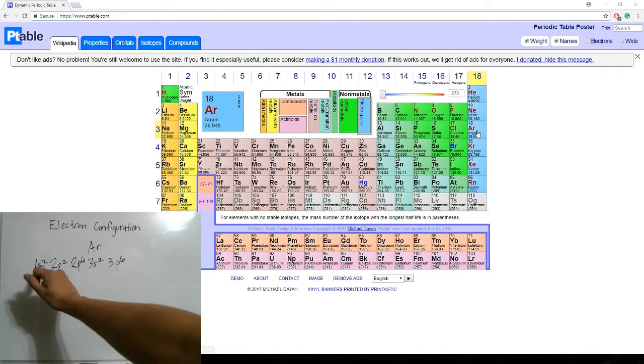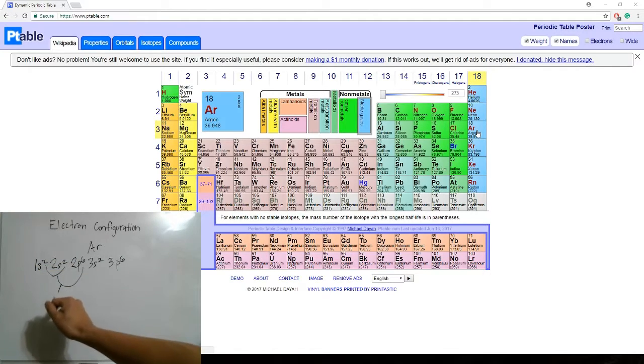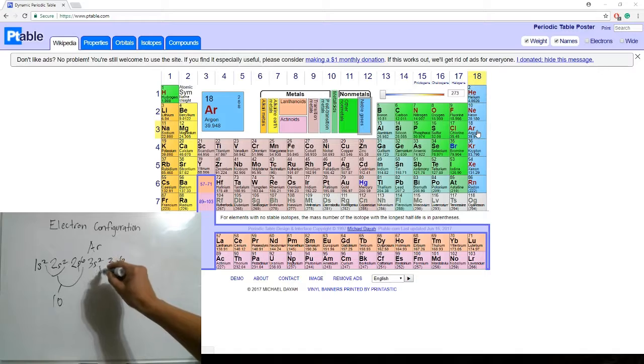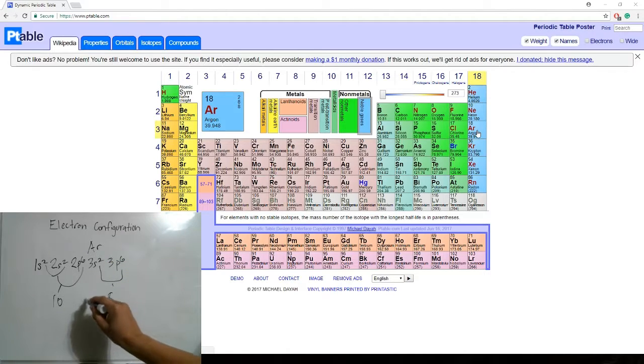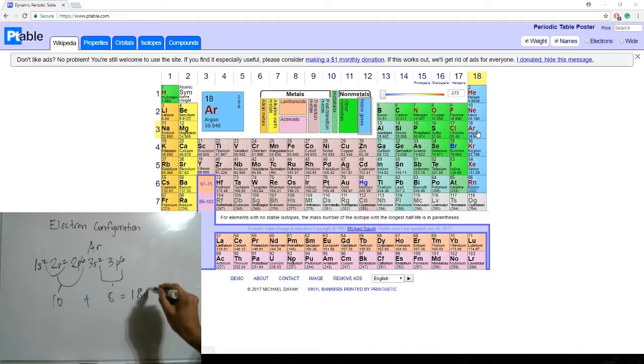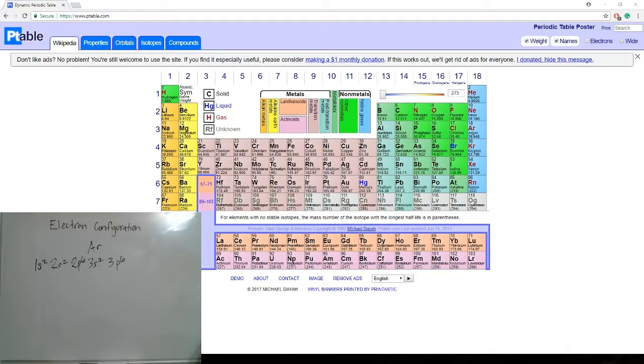So let's count. There's 4 here. And then that makes 10 electrons. Oops, sorry for that. 10 electrons. And these two make 8, which equals 18 electrons. So this is a good electron configuration. This is the correct electron configuration. So now we know how to figure out electron configuration using the periodic table. Let's keep going. Let's go practice the D sublevel.